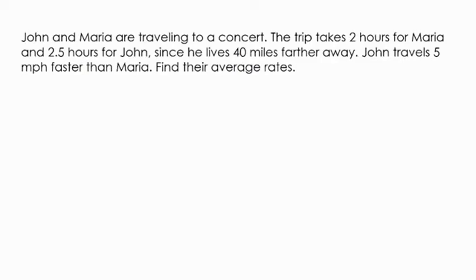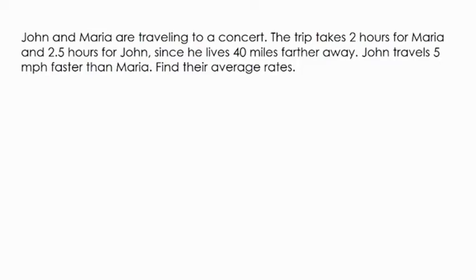So in this first one, we have Juan and Maria traveling to a concert. The trip takes 2 hours for Maria and 2.5 hours for Juan, since he lives 40 miles farther away. John travels 5 miles per hour faster than Maria, and we want to find their average rates. Well, what we're going to do is set up a system of equations.